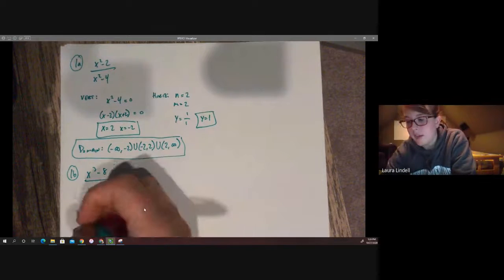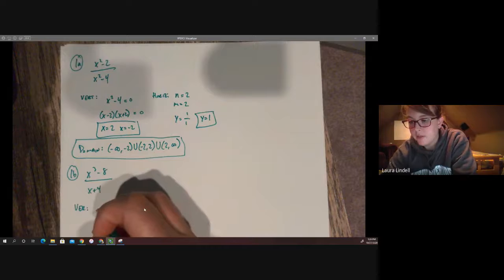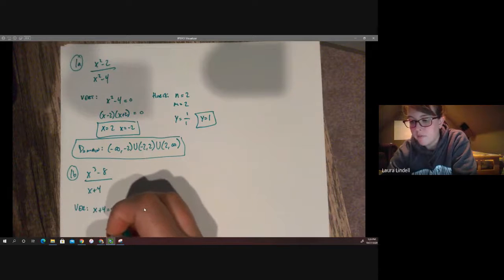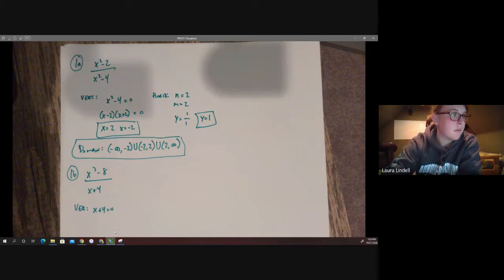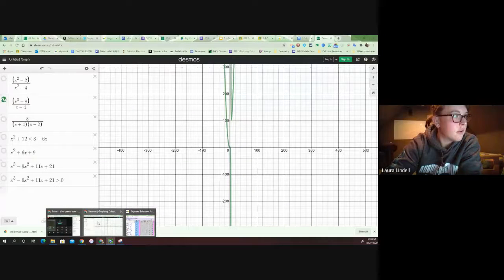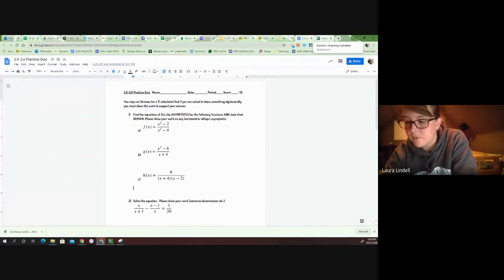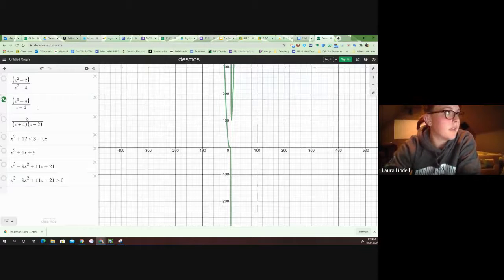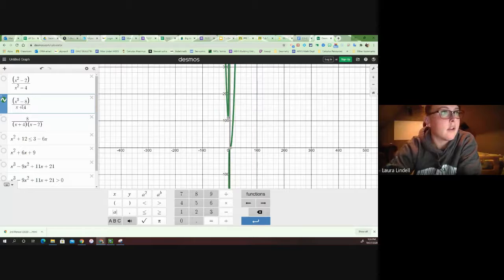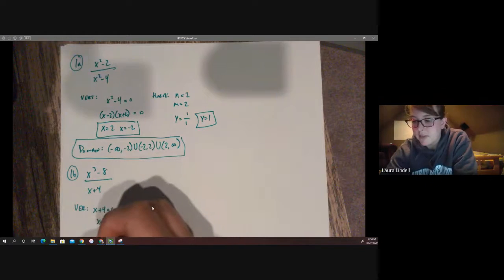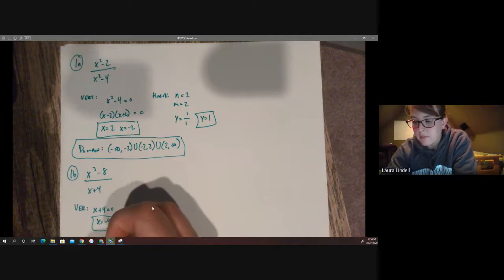So again, for the vertical asymptote, we just set the denominator equal to 0. Or, oh wait, was it minus 4 or plus 4? Plus 4, whoops. So in Desmos, I graphed it slightly incorrectly here. There we go. Okay, but similar idea. We have to zoom out to see it. It's just moved around. Okay. So x plus 4 equals 0 tells me that x equals negative 4 is my vertical asymptote.